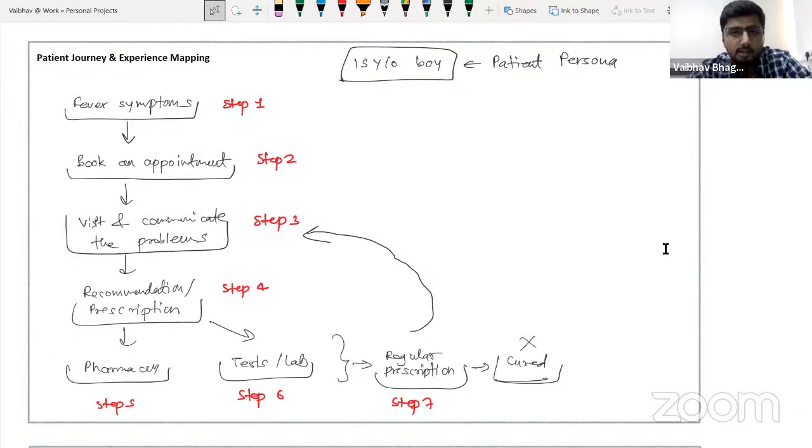So you can see that there are a lot of steps involved right from the symptoms to the cure. And all of these steps will have various people involved in them, apart from the patient. In the initial step, step number 1, his family members will be involved, who are known as influencers. The people who are not directly the stakeholders in any part of the journey are called influencers.